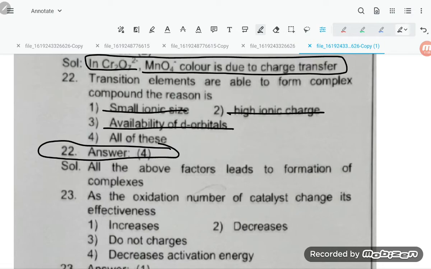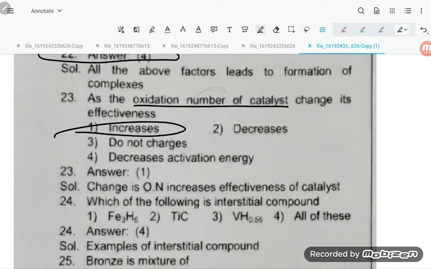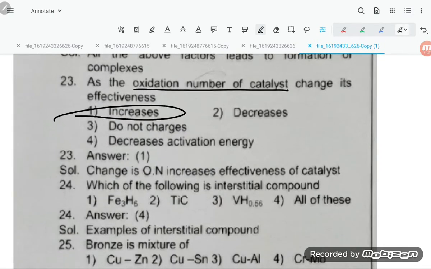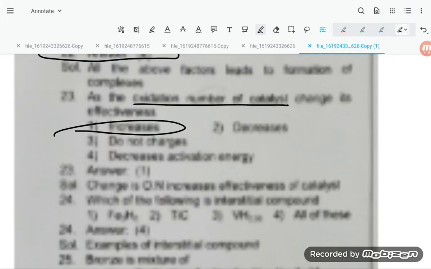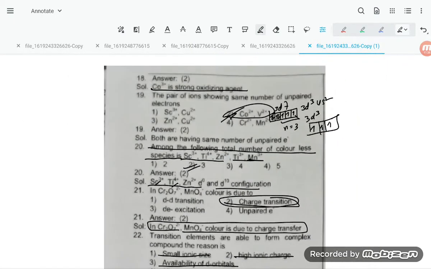As the oxidation number of a catalyst changes, its effectiveness increases. That is the correct answer. Now let us move on to the next problem, student.